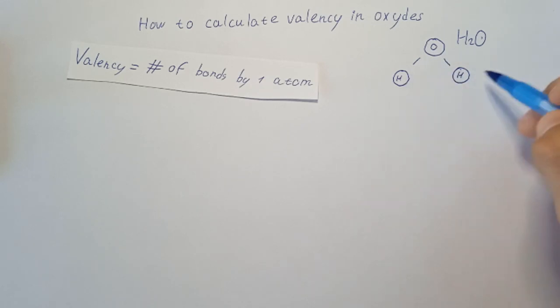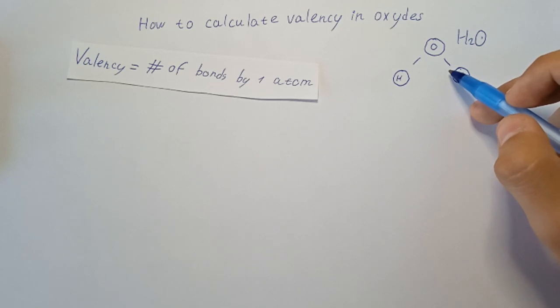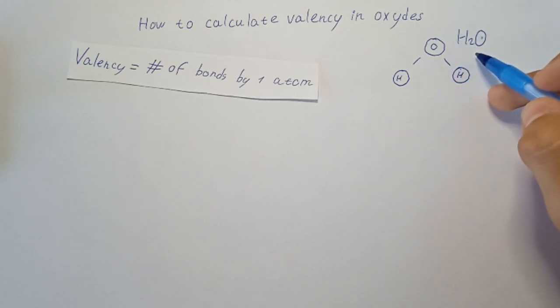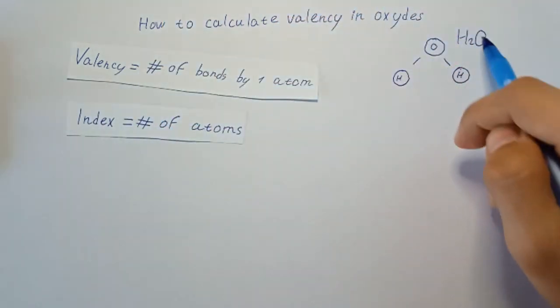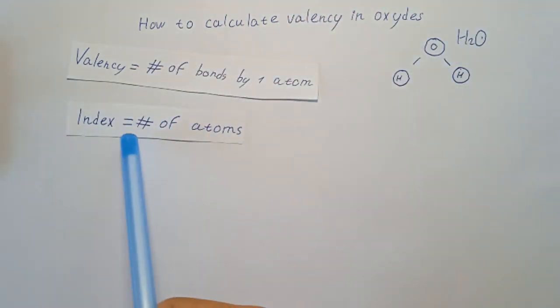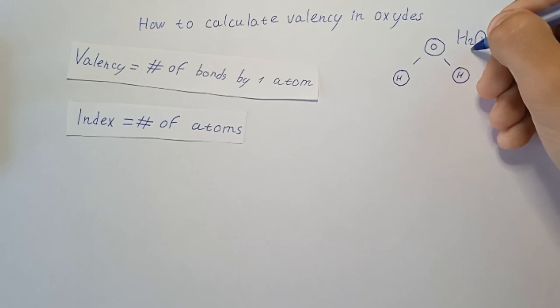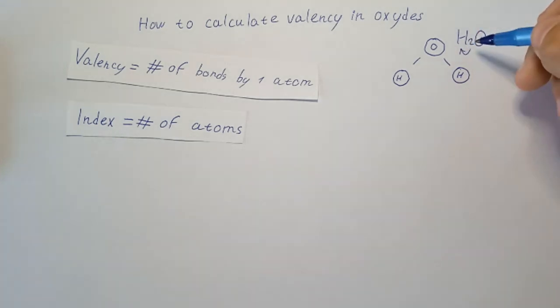This hydrogen has one bond and this hydrogen also has only one bond. Next, when you look at the formula of water, you can notice this number, the number 2. What does it mean? An index is what this number is called. Index is the amount of atoms of an element in this molecule. For example, in water, the 2 in H2O means that there are 2 hydrogens.